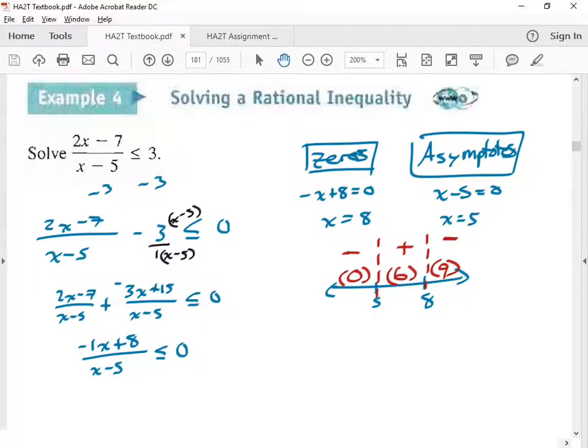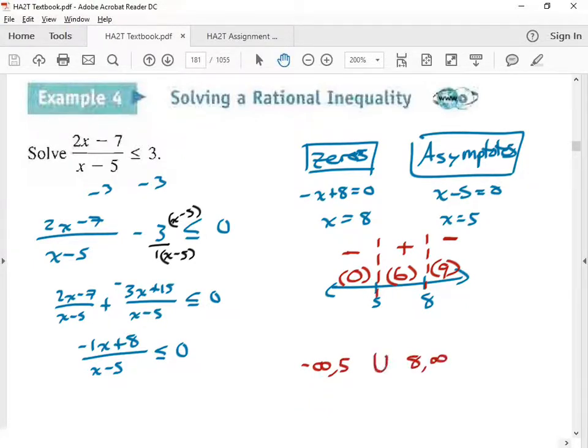So where are my solutions? This says, where is this less than 0? So this has to be negative. All right, now pay attention. This is a weird thing. These are my 2 intervals that work. This one and this one, because they give me negative numbers. And so I have negative infinity to 5, and I have 8 to positive infinity.